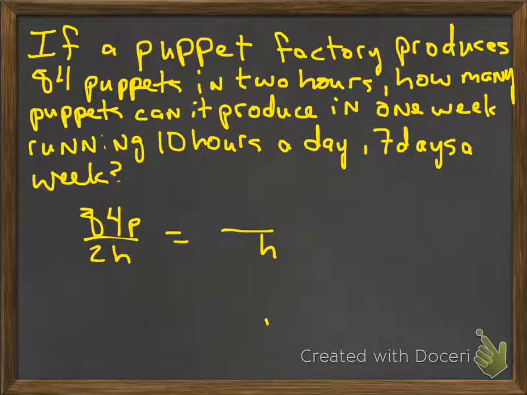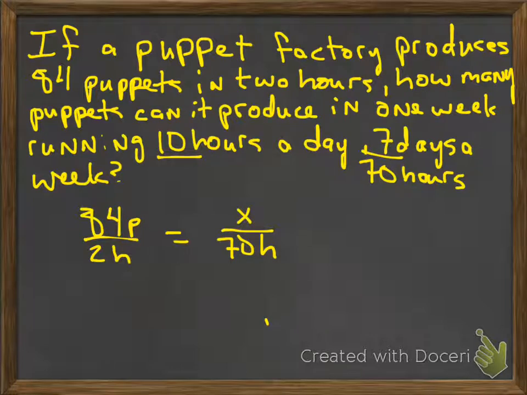Now I could do this, but let's do it like this. I know 10 times 7 means I'm running 70 hours in that 1 week, because there are 7 days. So I can do 70 here, and I can find the X number of puppets.